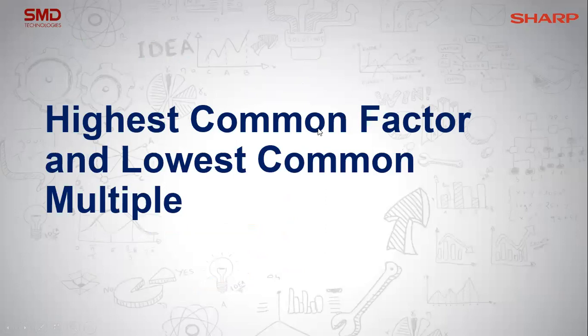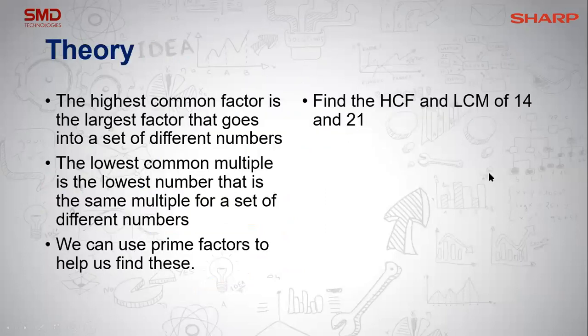All right. So from here, we look at the highest common factor and lowest common multiple. So the highest common factor is the largest factor that goes into a set of different numbers, so 2 or more numbers. Then your lowest common multiple is the lowest number that is the same multiple for 2 or more numbers.